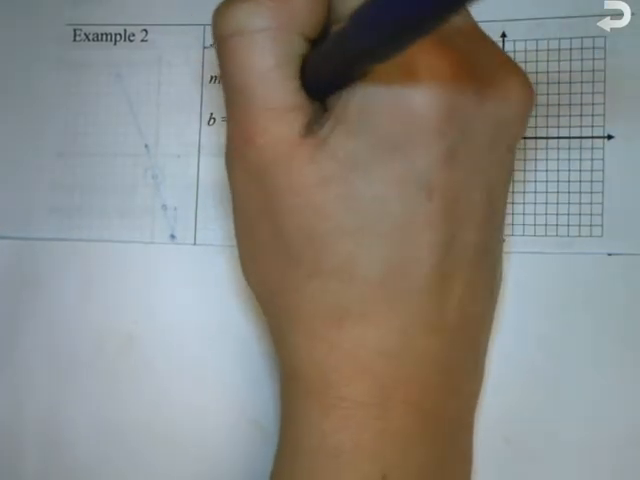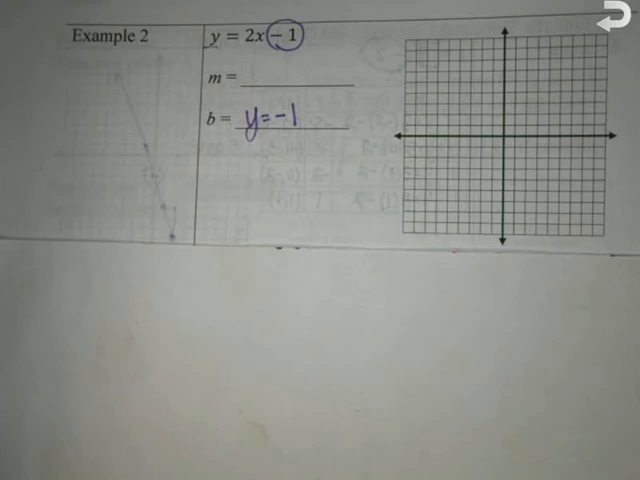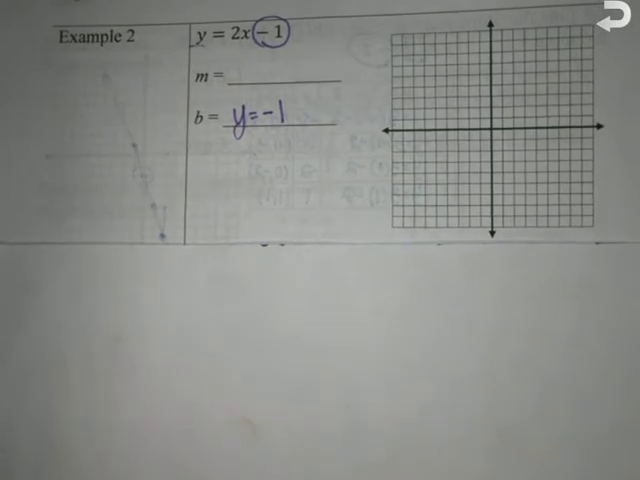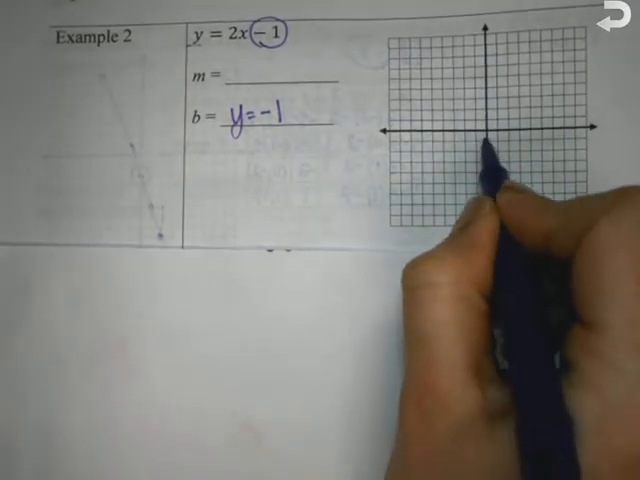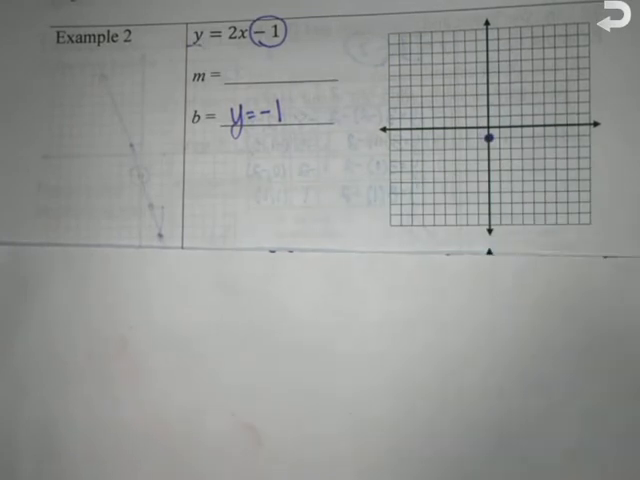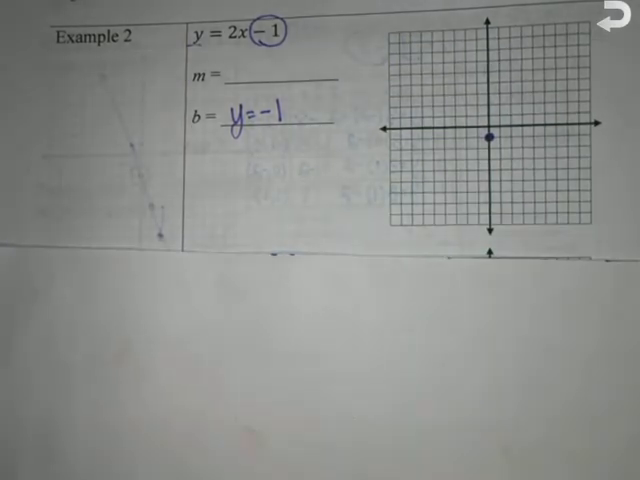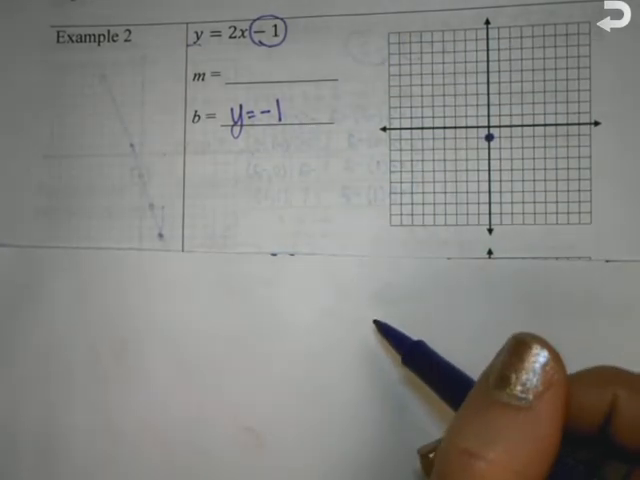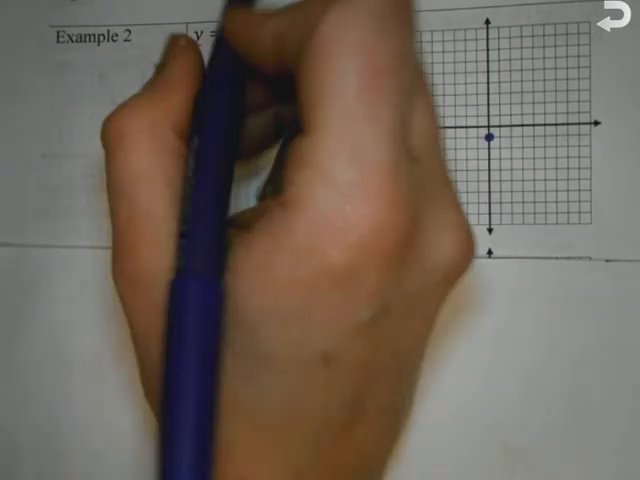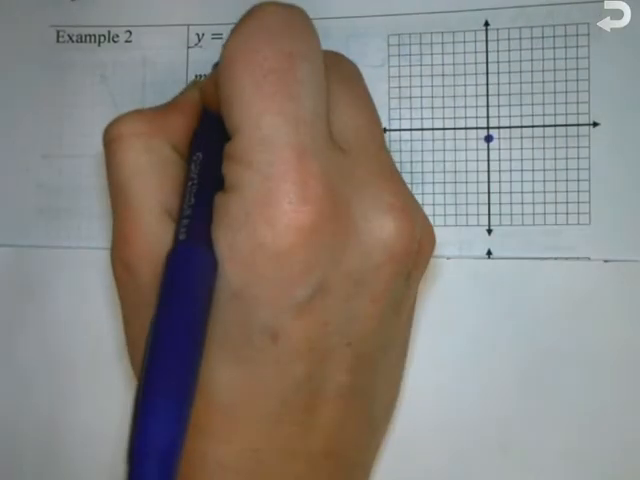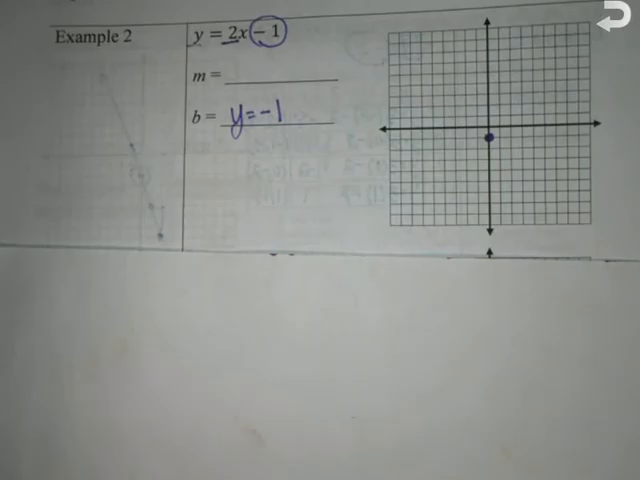So let's plot that. If that is on the y-axis, it's just going to be down one spot, because it's the y-intercept, so it's the point that's touching the y-axis. Which term is my slope? The one that's attached to the x. It's not 2x, it's just a number. So the slope is 2.